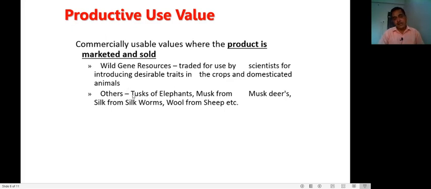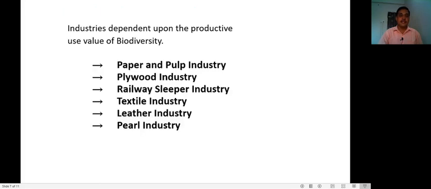Then there are several other examples. For example, tusk derived from elephants, musk from musk deer, silk from silkworms, and wool from sheep. It means such products are derived or taken from different types of wild animals, and these are sold as a product in the market to earn money. Then there are other examples of productive use.